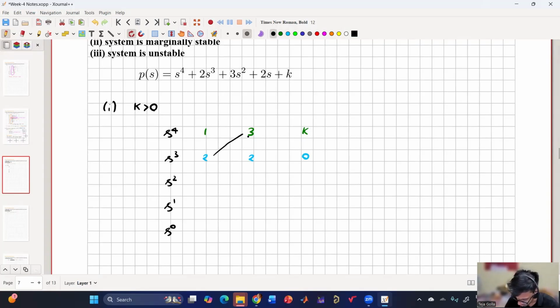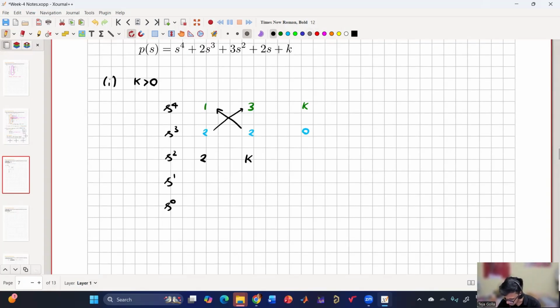It is the product of this minus this, divided by 2. Yes, sir. 6 minus 2, 4 by 2. 2, sir. Okay, very good. And the next element? K. Okay, very good. So now I think you have developed the speed, you are telling much faster. Now, if we do the same, 2 into 2 minus 2 into K by 2. So this element?